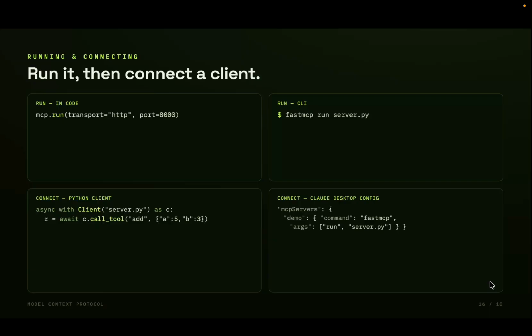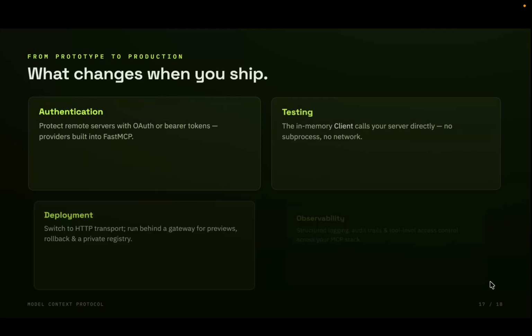Two ways to run. Use mcp.run in code or use the FastMCP CLI. Connect from Python with the FastMCP client. Add your configuration to Claude Desktop. Restart the host and your tools appear. That's the full loop. Build, run, connect.